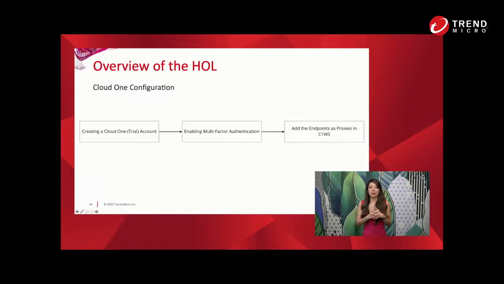So now the first step is to set up your Cloud1 account properly. To do that, you will have to create a Cloud1 trial account. Once that's done, you have to set up the multi-factor authentication within the console itself. Afterwards, you'll be adding the endpoints as proxies in the Cloud1 Workload Security Console.